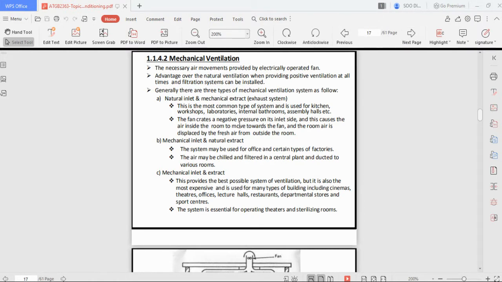Inside the more detailed explanation, it also provides you the different areas where this sort of system is being used. For natural inlet and mechanical extract, the common places to use this are the kitchen, workshop, laboratory, internal bathroom, and assembly hall. But for mechanical inlet and natural extract, this will mostly be used in offices and certain types of factory.